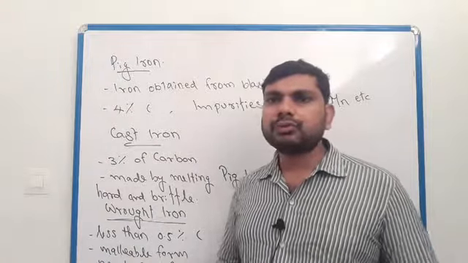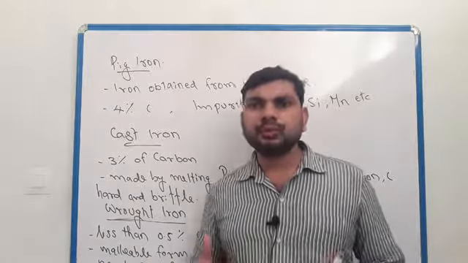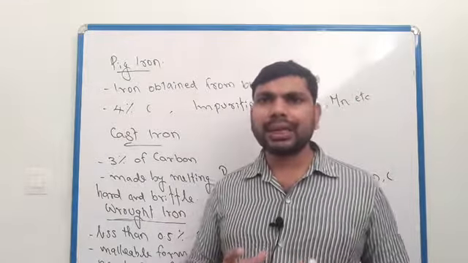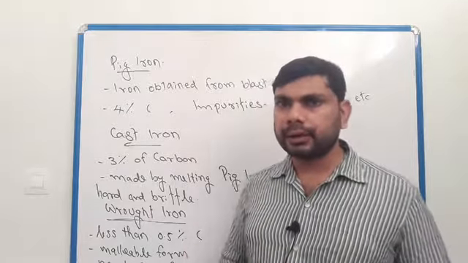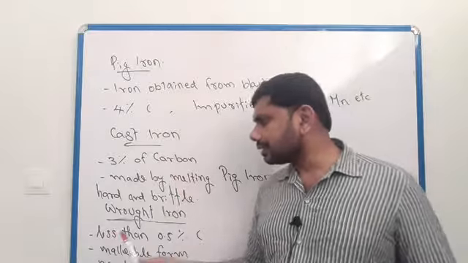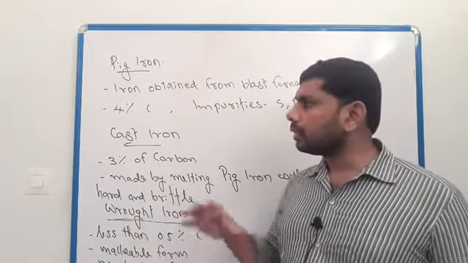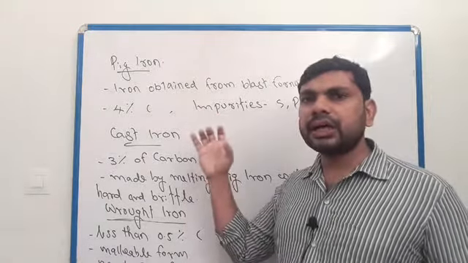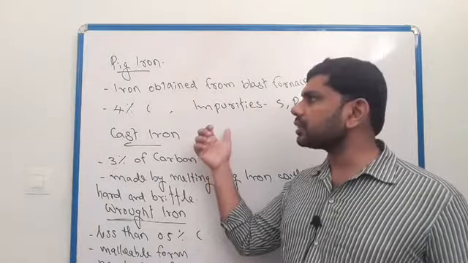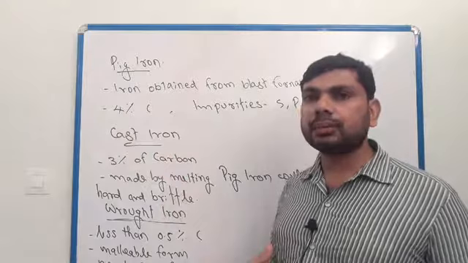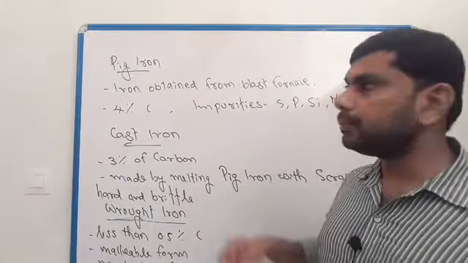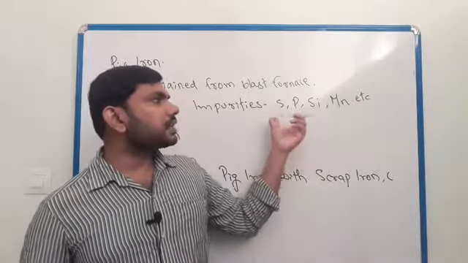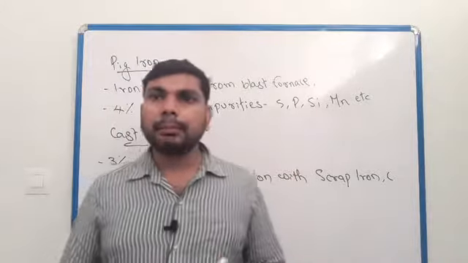Okay, next one, we have to understand three different types of iron. Depending upon the carbon content, there are three different types of iron: pig iron, cast iron, and wrought iron. Pig iron is the iron with the most carbon content. Pig iron consists of around 4% carbon and other impurities, such as sulfur, phosphorus, silicon, and manganese. These are the other impurities present in pig iron.